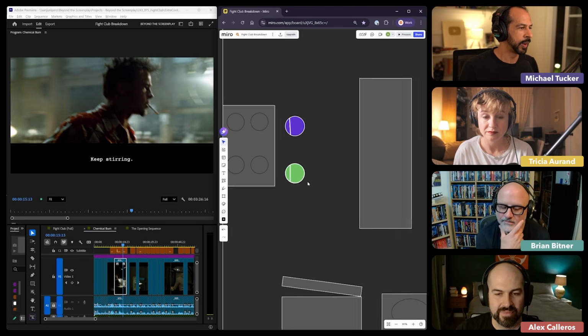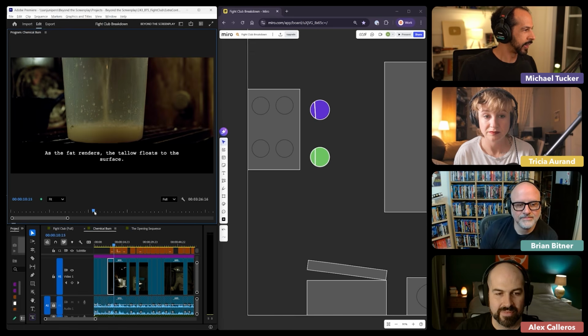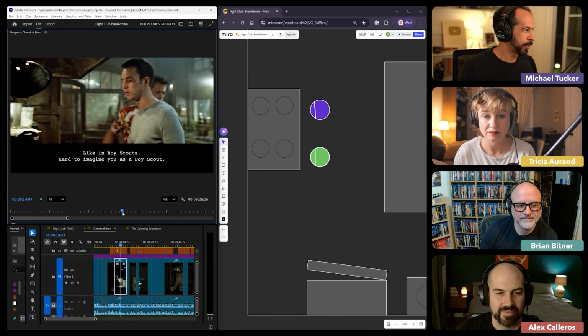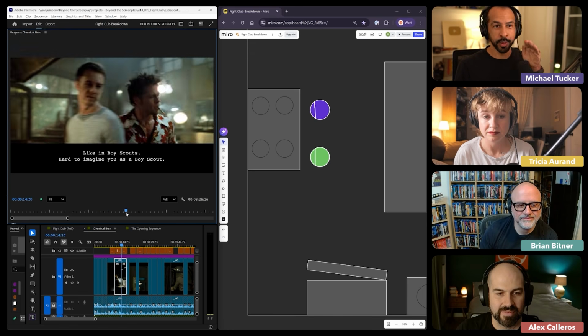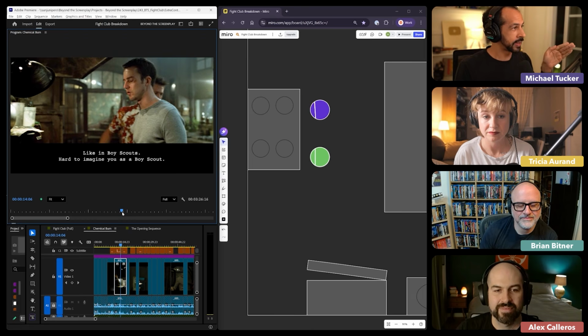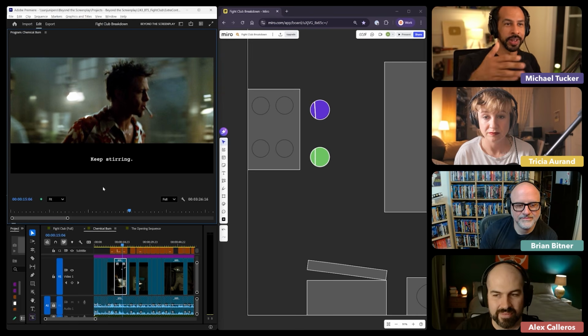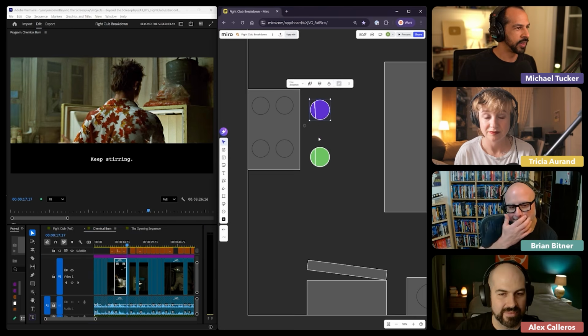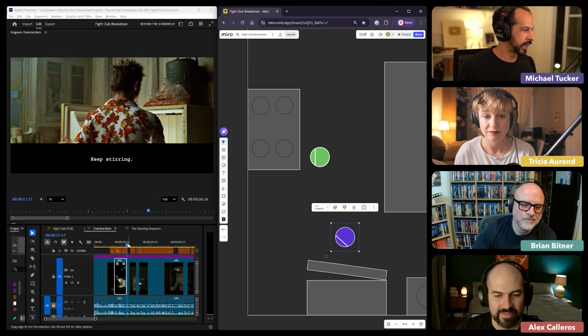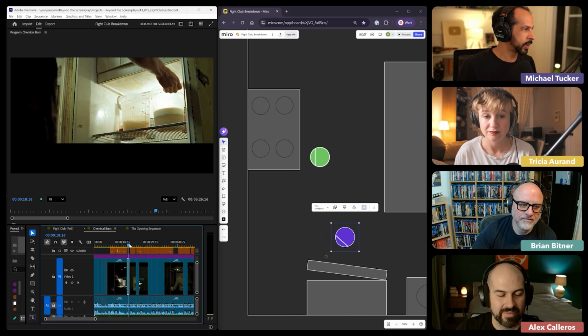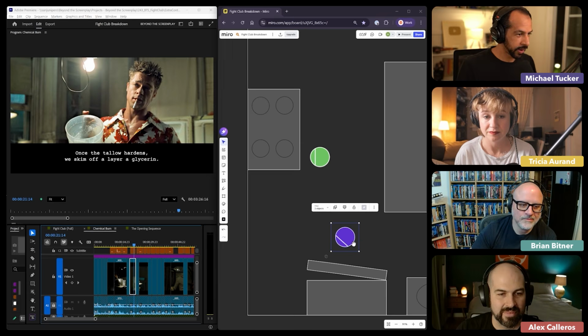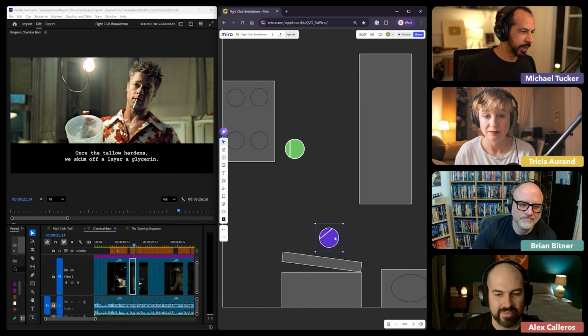So we start with the two of them standing next to each other like Boy Scouts. Then Brad Pitt moves, which motivates this camera pan, which lets Edward Norton's line, hard to imagine you as a Boy Scout, get thrown in there while we have this momentum happening. And Tyler moves to the refrigerator, which affords us a chance to see the close-ups of what he's doing. Then he turns and hits a new mark, stepped away from the refrigerator. And here he's going to talk about once the tallow hardens, we skim off nitroglycerin, etc.